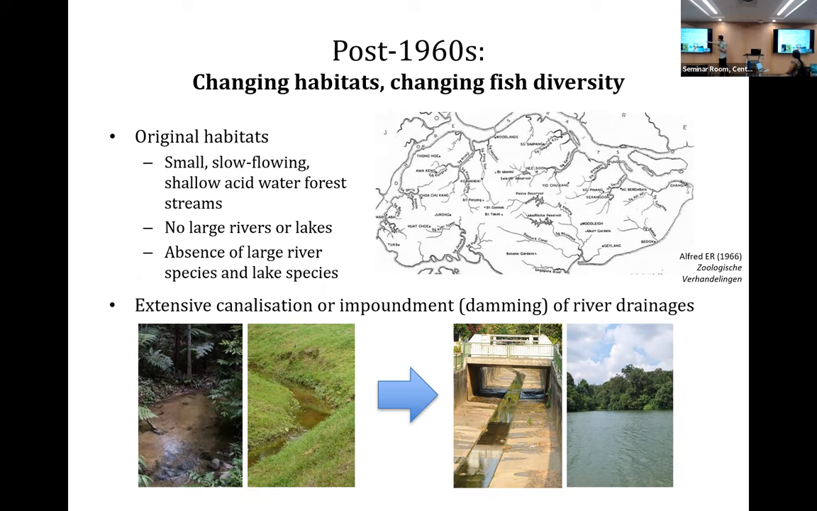In doing so, they dam this up, we lose some of these habitats. But not only do they do damming or impounding of the river drainages, they also canalize. The canalization, there's two reasons for doing that. One is to alleviate flooding. As I said, these canals are meant to move large volumes of water away from wherever you don't want them to be to somewhere else as quickly as possible, to alleviate the floods.